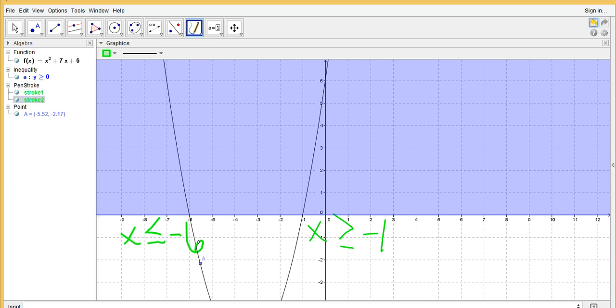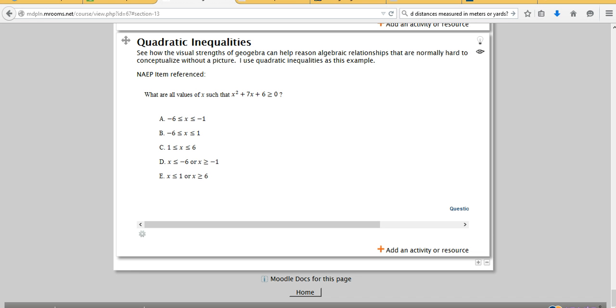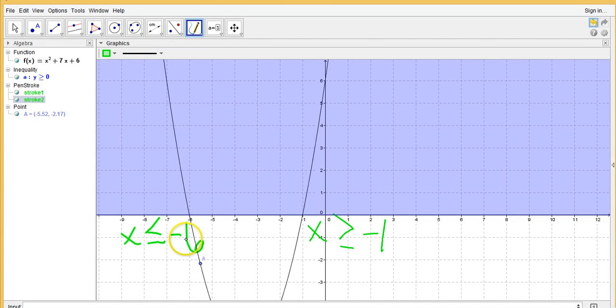So based off of this one problem here, we can see our solution. So we know that we got the answer when x is less than or equal to negative 6, or when x is greater than or equal to negative 1. So our answer is going to be D on this one. But the nice thing about this is you could leave your y is greater than or equal to 0, which will just leave the shaded region above the x-axis. And then you can change your quadratic around.